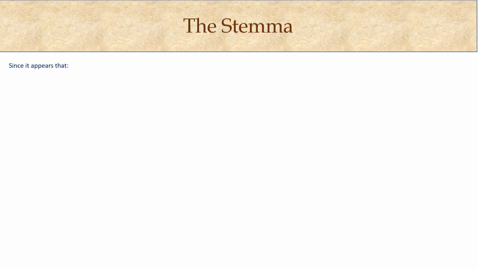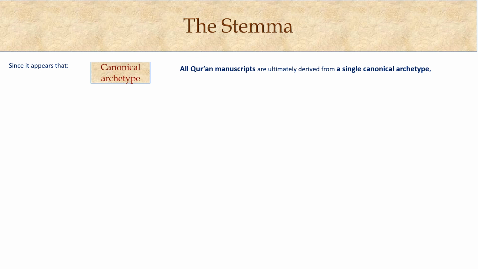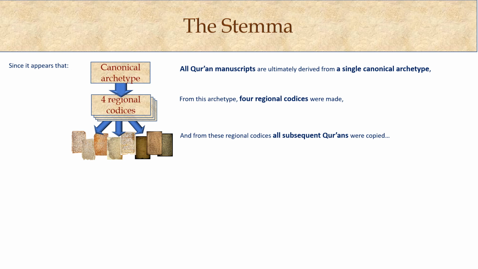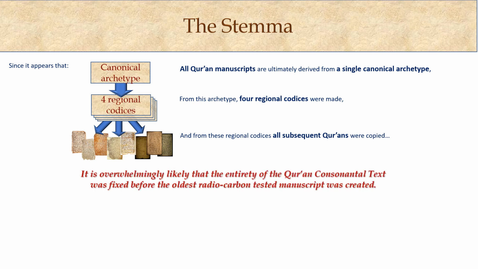So, what have we learned at the end of this? Since it appears that all Quran manuscripts are ultimately derived from a single canonical archetype, as Dr. Van Putten has shown by his analysis of the spelling of Nimat, and that from this archetype 4 regional codices were made, and that it is from these regional codices that all subsequent Qurans were copied, including those manuscripts which we have radiocarbon dated to the second half of the 7th century, it is overwhelmingly likely that the entirety of the Qur'an consonantal text was fixed before the oldest radiocarbon tested manuscript was created.